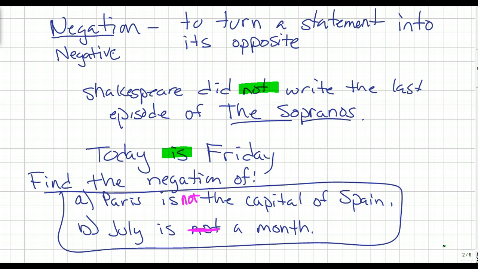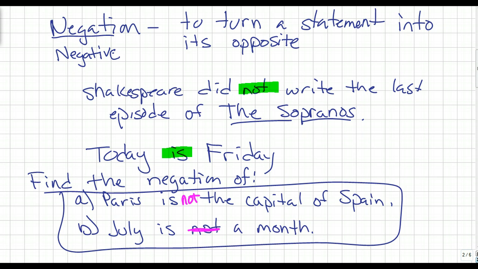Yes? So basically, the negation is supposed to be like a true statement? Not necessarily. It changes the statement. So if you're starting with a false statement, it becomes a true statement. If you're starting with a true statement, it becomes a false statement. Okay, it makes it its opposite.